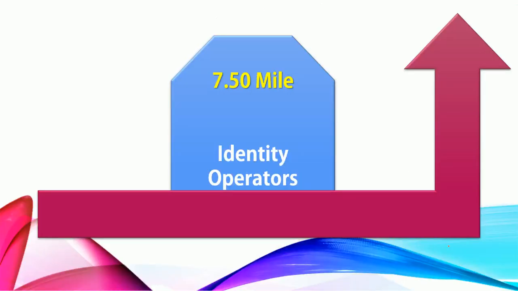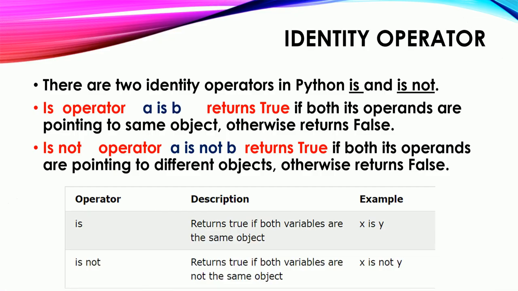Now 7.5, identity operators. Let's see the identity operator. There are two identity operators in Python, is and is not. The is operator, A is B, returns true if both the operands are pointing to the same object, otherwise it returns false.